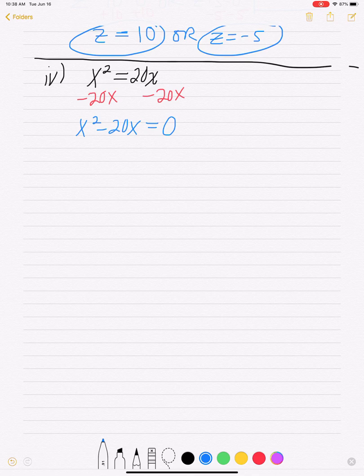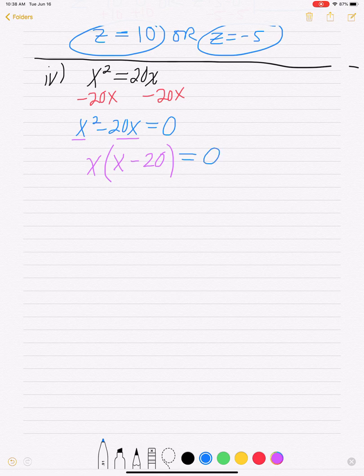Well, you can still factor. If you look closely here, notice that x squared and 20x have something in common. They have an x. So you can pull out an x and then write a parentheses and ask the question, what times x gives you x squared? Well, x. And then what times x gives you negative 20x? Well, negative 20. So your factors are x and x minus 20. And remember, that's all equal to 0.